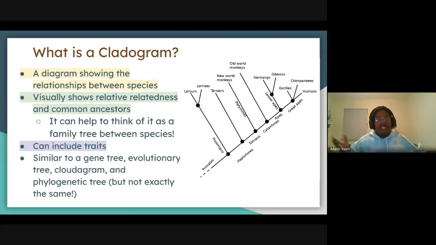All right, so what is a cladogram? What the heck is that? Sounds like some sort of weird jam or something, right? So a cladogram is a diagram that shows relationships between species. This is an example of one. This is a primate cladogram.